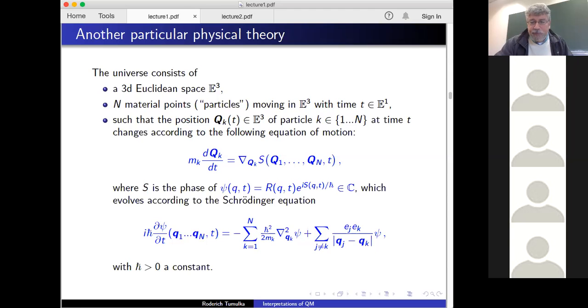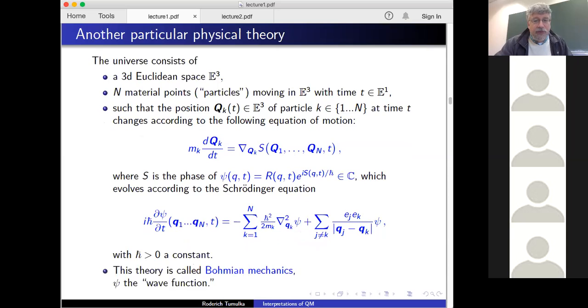Now, for this, this theory is called Bohmian mechanics because it was first suggested by David Bohm. Psi is the wave function. Of course, you're familiar with the wave functions from all other versions of quantum mechanics. So this is a particular version of quantum mechanics, however, a version that has particle trajectories, which is, well, normally in quantum mechanics, you don't talk about particle trajectories. You say particles don't have trajectories. Now, Bohm had a different proposal. He had the proposal that maybe particles do have trajectories. And I want to talk a bit about this particular proposal.